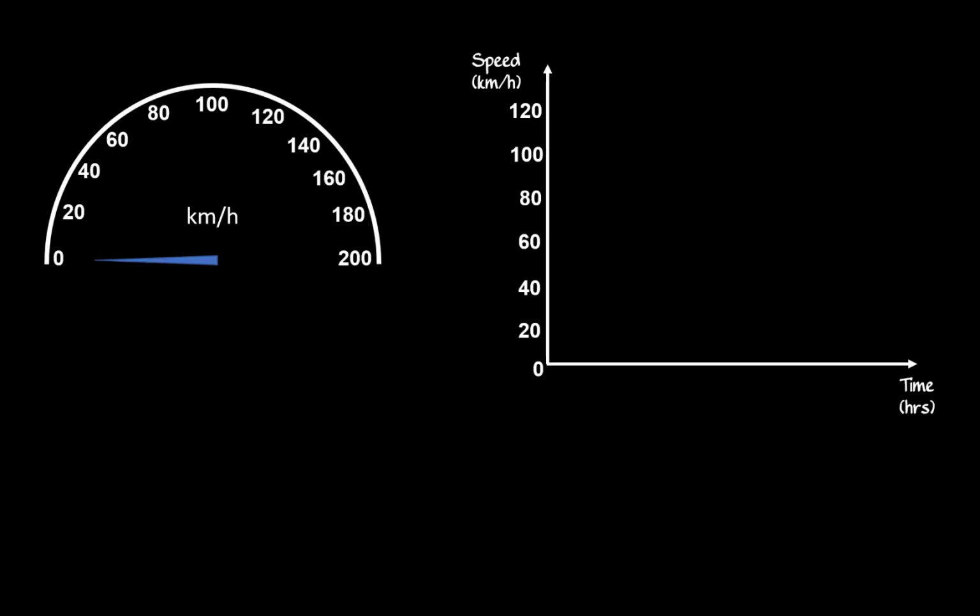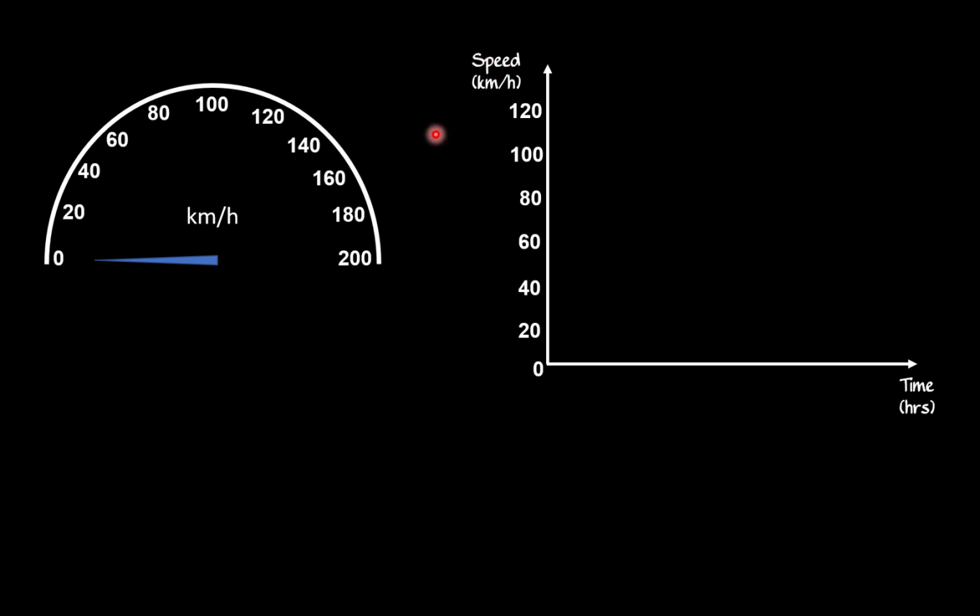Now let's see what happens when a car takes off. When the needle of the speedometer moves, let's see what happens. Let's compare what happens there and on a speed time graph. This is a speed time graph. The horizontal axis has the time and the vertical axis has the speed.